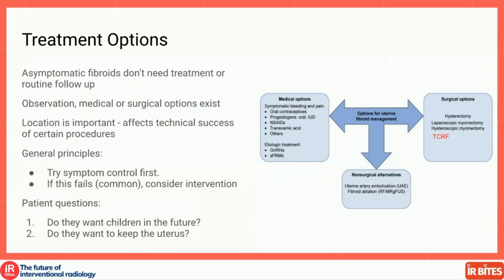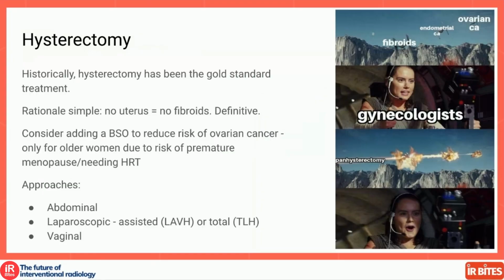The main things to know from the patient are if they want children and future plans for fertility, but also do they want to keep the uterus? Because those are two important questions that will help decide what treatment is best for them. So hysterectomy has always been traditionally done for the treatment, and the rationale is very simple. If you don't have a uterus, then you don't have any fibroids, and so it's a very definitive procedure, and it will work pretty much.